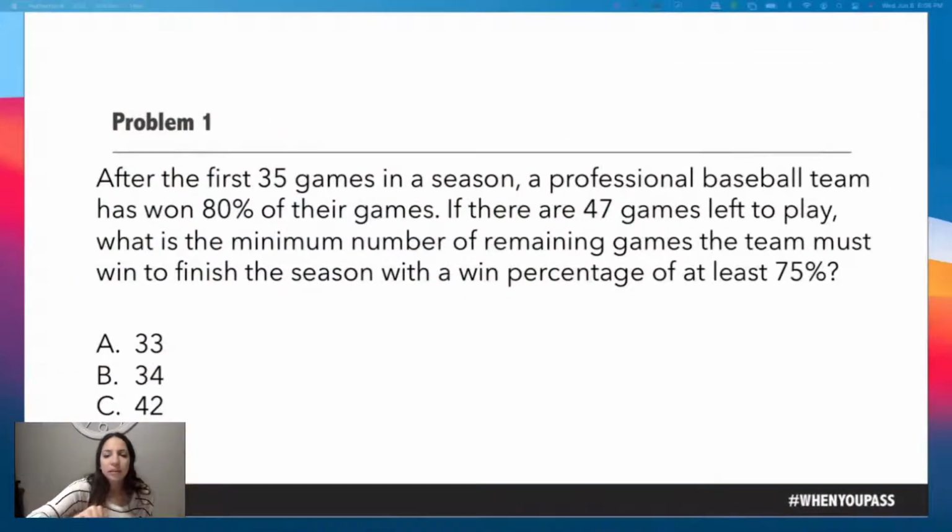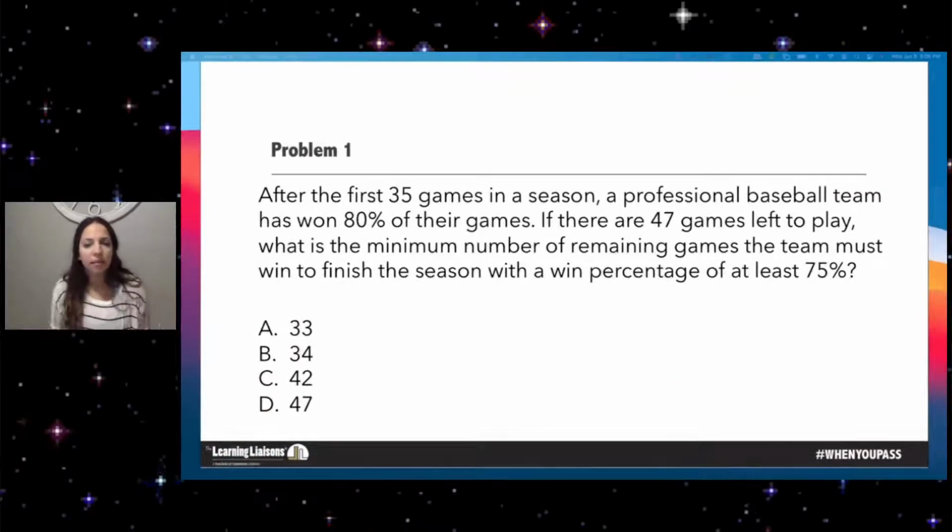So let's get started. After the first 35 games in a season, a professional baseball team has won 80% of their games. If there are 47 games left to play, what is the minimum number of remaining games the team must win to finish the season with a win percentage of at least 75%?